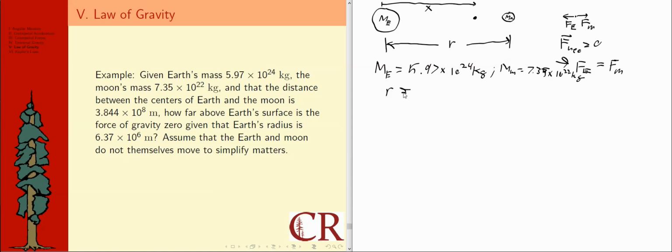I also, this r I'd like to refer to, but I have a number for that as well, so I may as well write it down and say that r is equal to 3.844 times 10 to the 8 meters. So I've established those kind of three things.